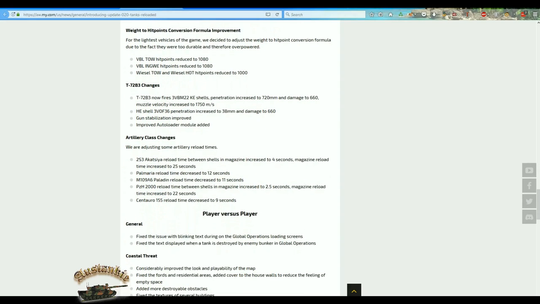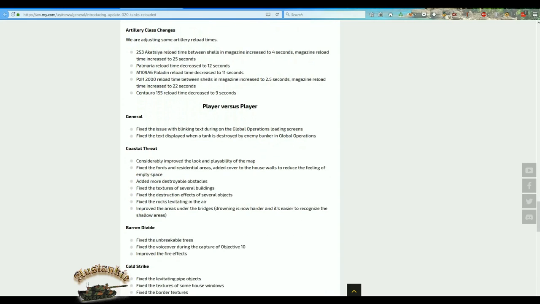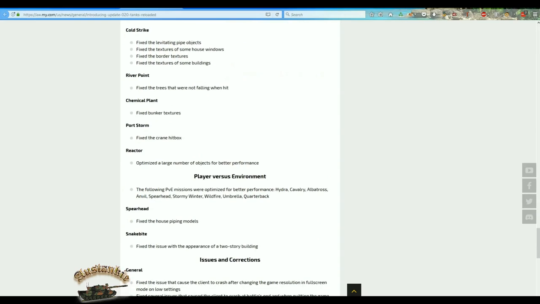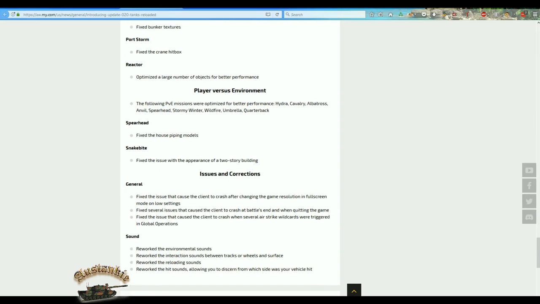T-73, artillery class. So nothing about AI because the AI doesn't have an artillery class in PvE. There's nothing in PvE that affects PvE. Correction, PvP that affects PvE. And there's no detailed information on changes to AI vehicles in player versus environment. Just a list of issues and corrections and some optimization of maps.